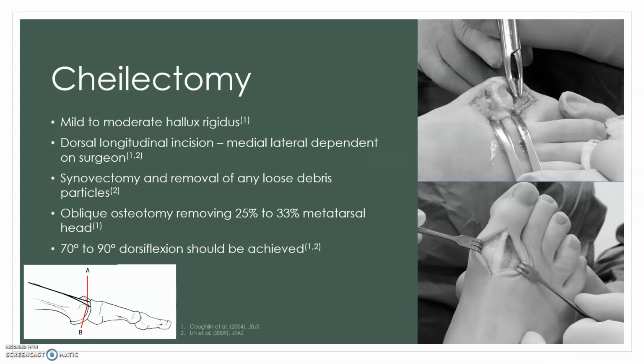A cheilectomy is performed on mild to moderate deformities using a dorso-longitudinal incision. There are reports of both medially or laterally favoured incisions, but it seems to depend on the surgeon where this is placed. A synovectomy is performed and any loose bony particles are removed, as pictured here. An oblique osteotomy is performed that can remove up to 25 to 33% of the metatarsal head. The end result should be 70 to 90 degrees of dorsiflexion at the MTPJ.